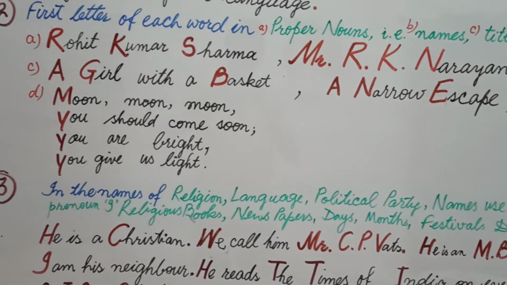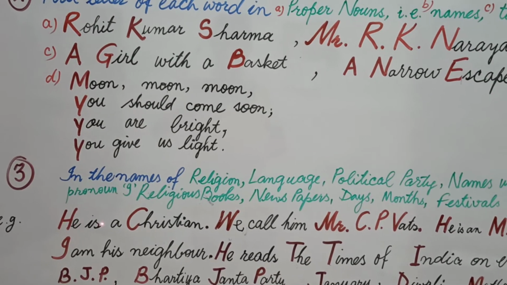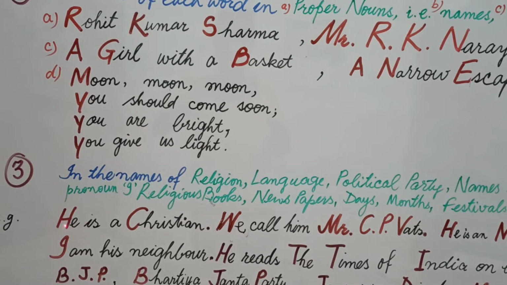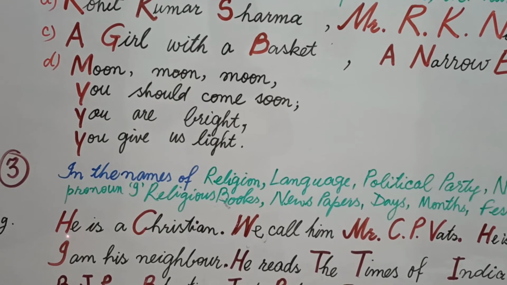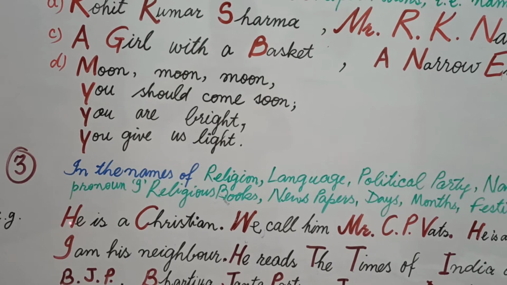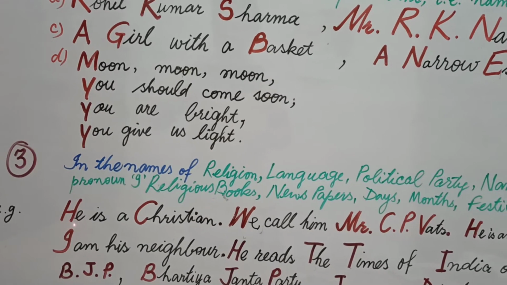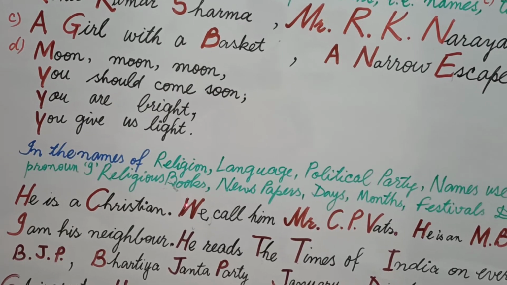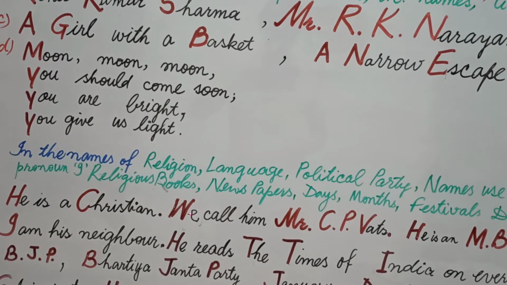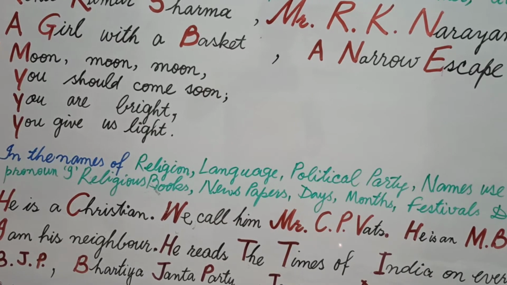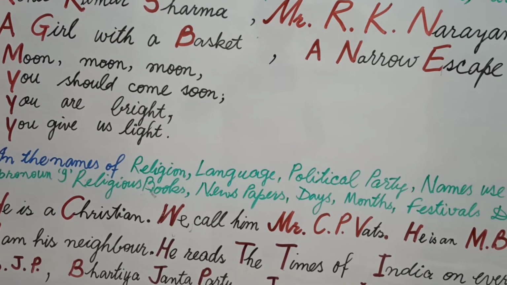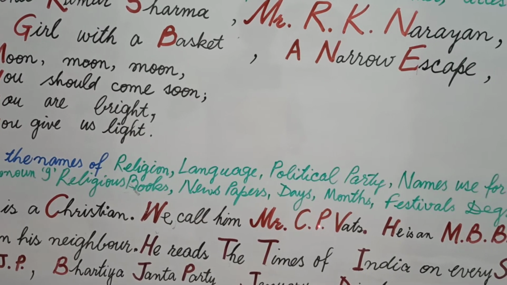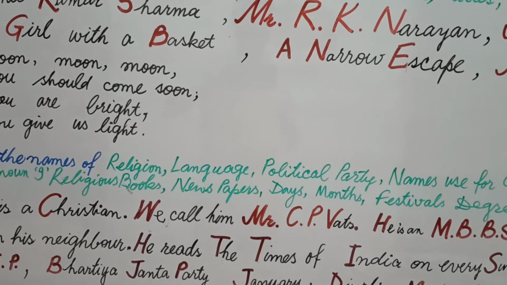Now students, let's see practically. He is a Christian. This is a sentence. This sentence begins with he, and the first letter of he is H, and I wrote it in capital. Christian is a religion, so I wrote it in capital and then a full stop. Then I wrote another sentence. We call him Mr. C.P. Watts. Students, W capital. We call him Mr., M capital, and the abbreviation of the name, C and P capital, and W capital: C.P. Watts.